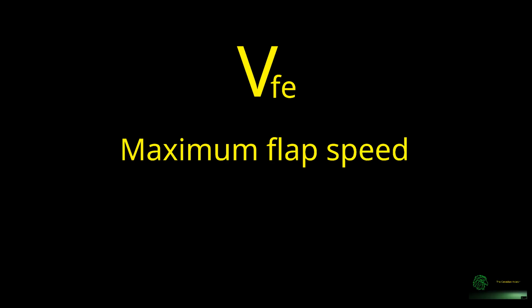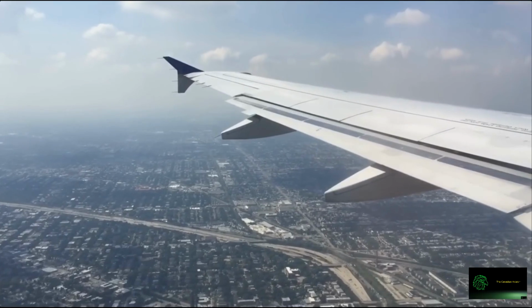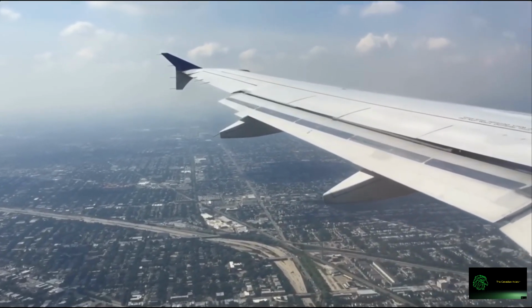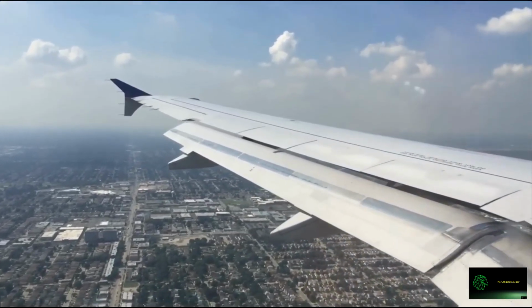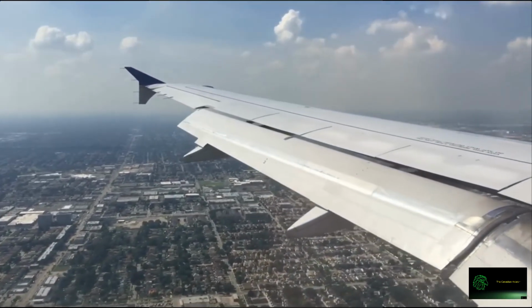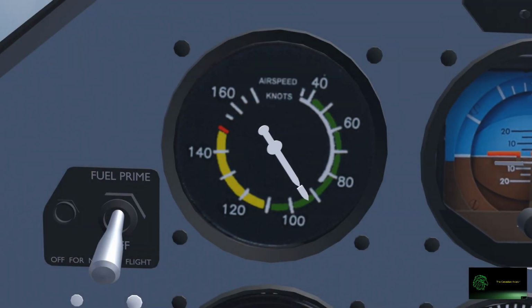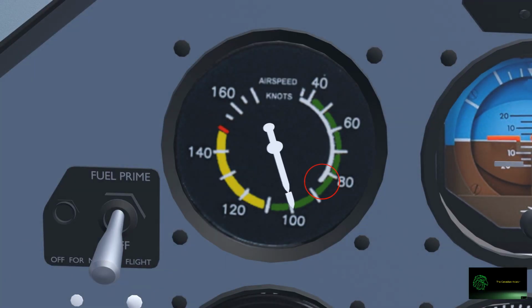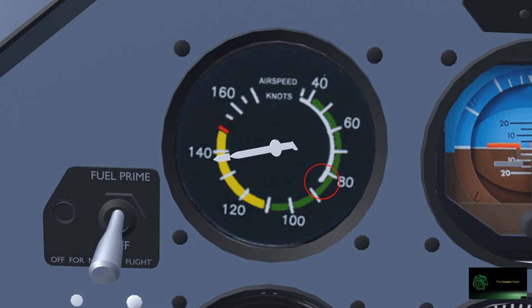VFE, maximum flap extended speed. VFE is the maximum speed at which the aircraft can fly with flaps fully extended. Exceeding VFE can overstress the flap system or cause structural damage. Each flap setting has a corresponding VFE, which is published in the aircraft flight manual. On the airspeed indicator, VFE is usually indicated by the top of the white arc, marking the safe speed range for flap extension.